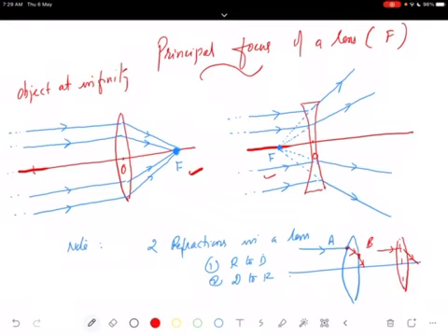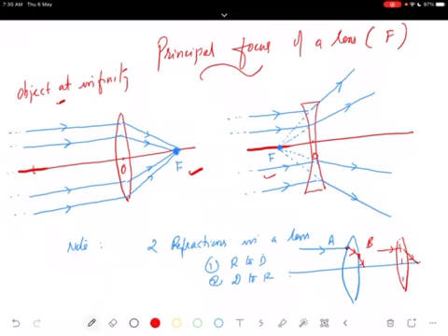Suppose the object is on the right side, you place the object on the right side. Then in the case of convex lens, light rays converge to a point on the left side. That is also another focus. So you have a focus on the right side as well as on the left side. There are two focuses. So object on the left side, then the focus is on the right side. You can keep the object on the right side, then the focus will be here. So all the rays will be converging to a point on the left side.